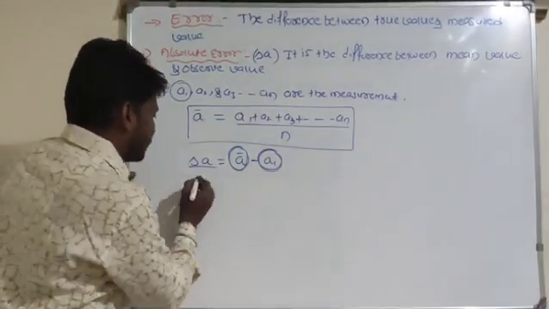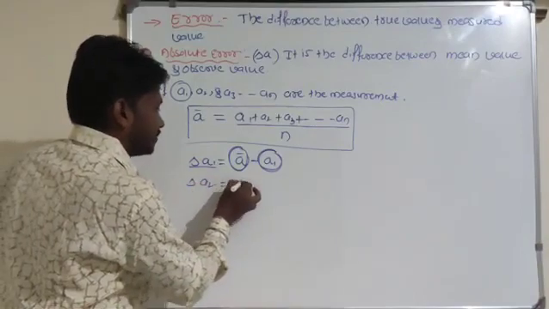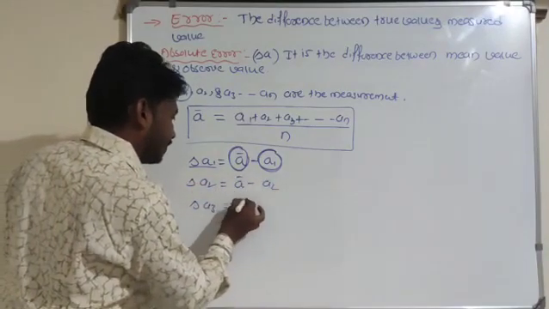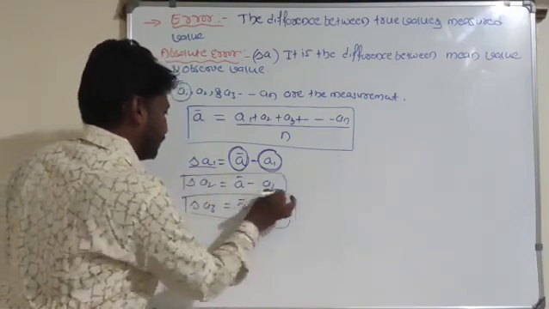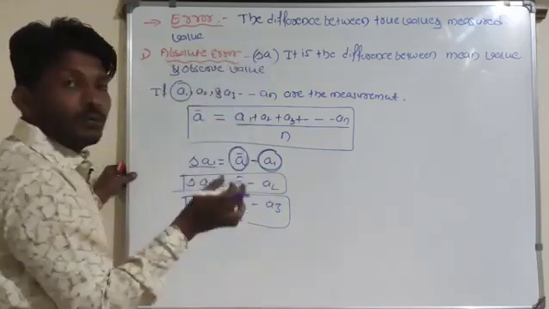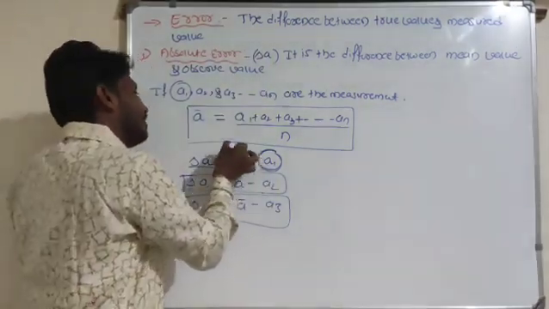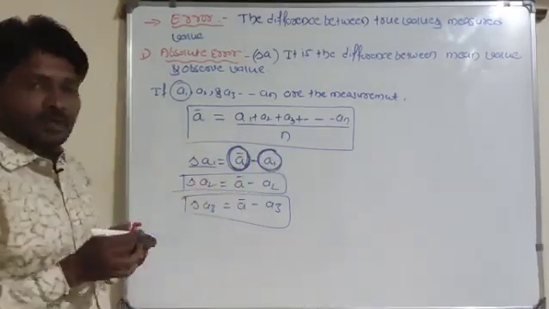Similarly, for example, this one is delta of A2, that is A bar minus A2. Delta of A3 is nothing but A bar minus A3, like that. So I have to find out that absolute error here. What is that absolute error? It is the difference between mean value and observed value. So that is absolute error.